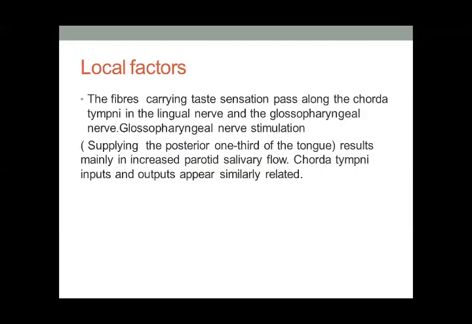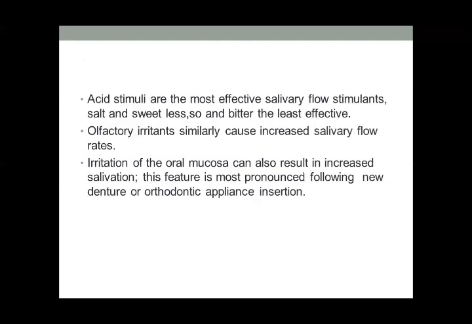Local factors: the fibers carrying taste sensation pass along the chorda tympani, the lingual nerve, and the glossopharyngeal nerve. Glossopharyngeal nerve stimulation, supplying the posterior one-third of the tongue, results mainly in increased parotid salivary flow. Chorda tympani inputs and outputs appear similarly correlated. Acid stimuli are the most effective salivary flow stimulants. Salt and sweets less so, and bitter the least effective.